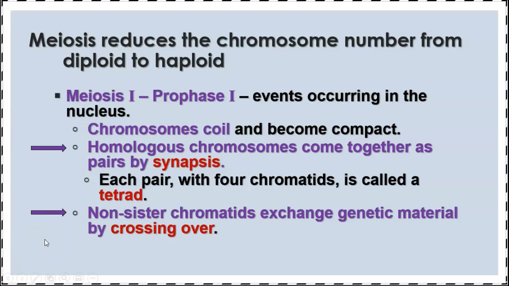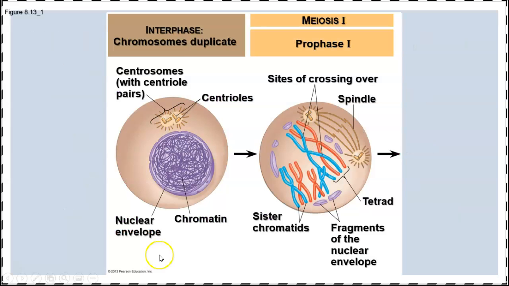Here's another thing that's different. When they're paired up in the tetrad, the non-sister chromatids exchange genetic material by a process called crossing over. How does this happen? Okay, you've got the chromosome number 1 from your mom and the chromosome number 1 from your dad. And basically, one chromatid from dad's chromosome and one from mom's chromosome will cross over each other and trade portions of their chromosomes. It's kind of difficult to describe without seeing a picture. So let's look at a picture here.